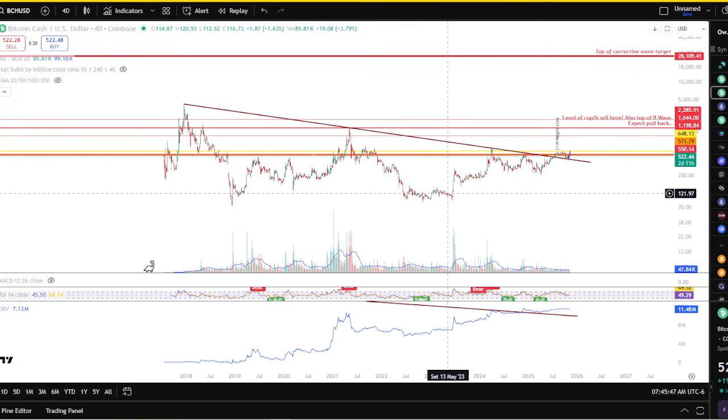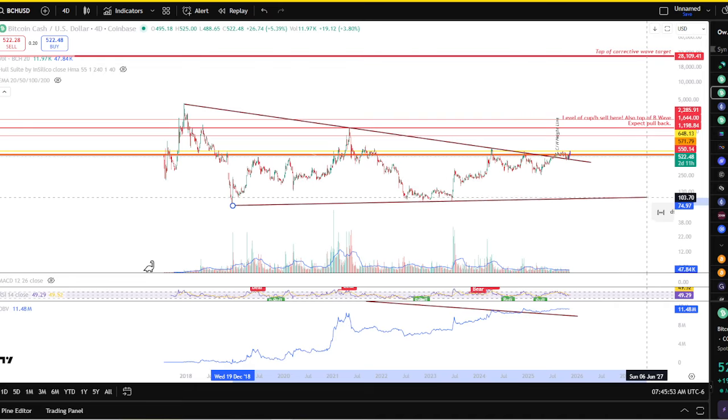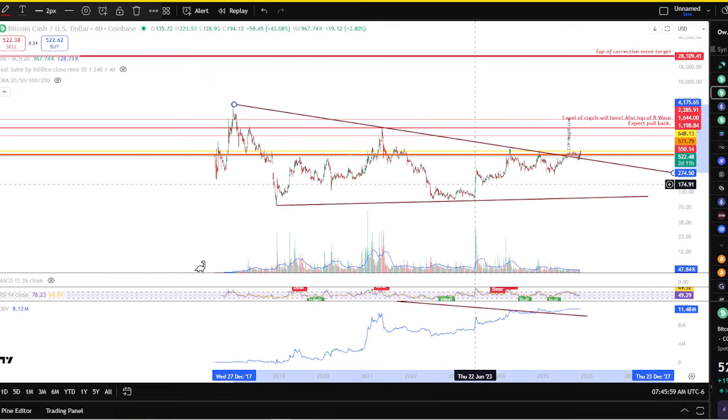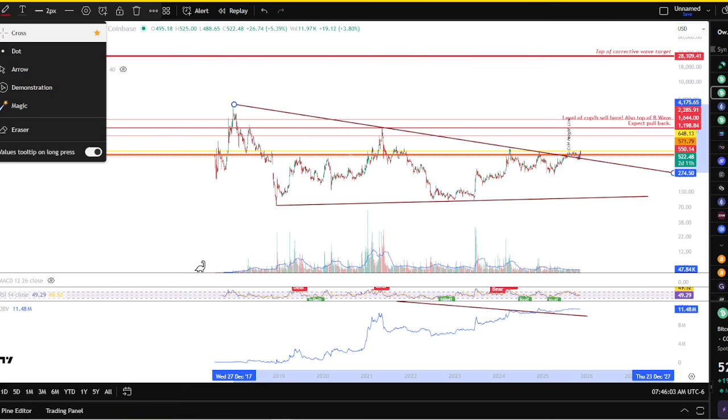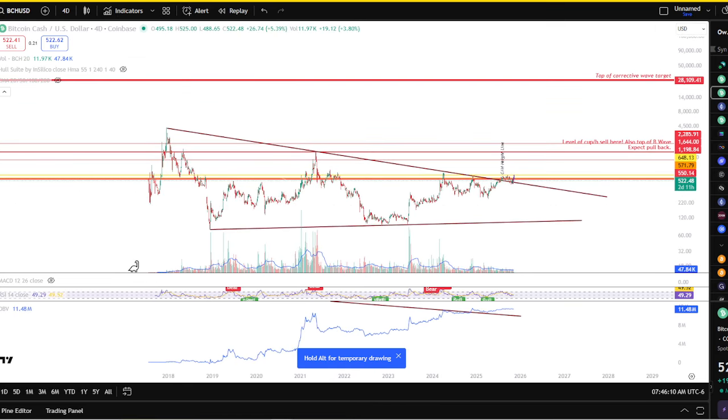All right. So how do we know this is an ABC accumulation corrective pattern? How can we confirm that? I mean, sure, it's a nice, pretty shape. We talk about this resistance line up at the top, and this thing is in an ABC.